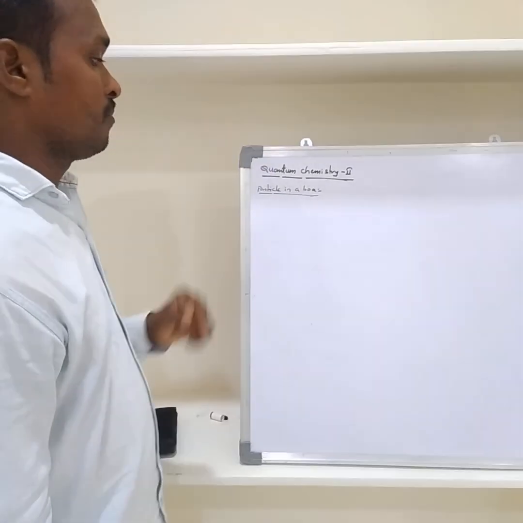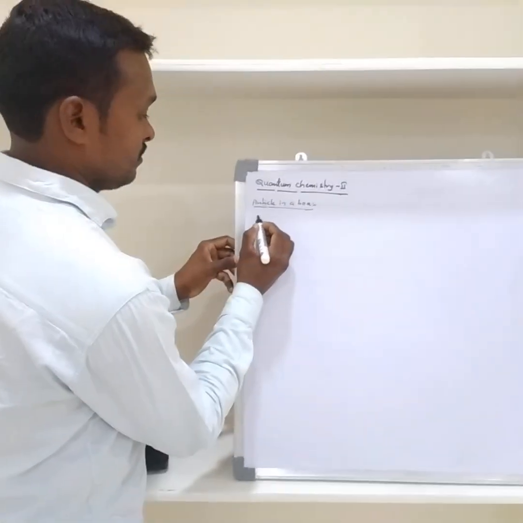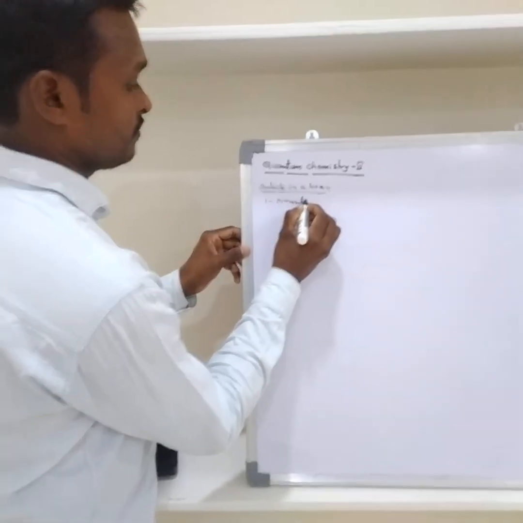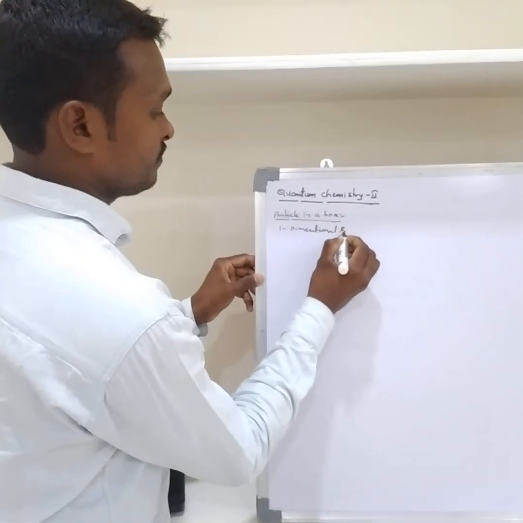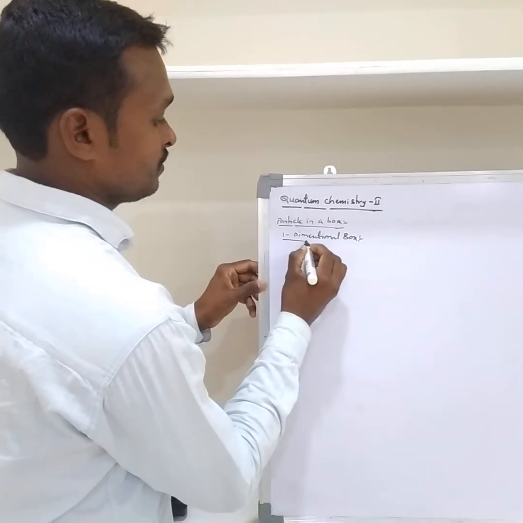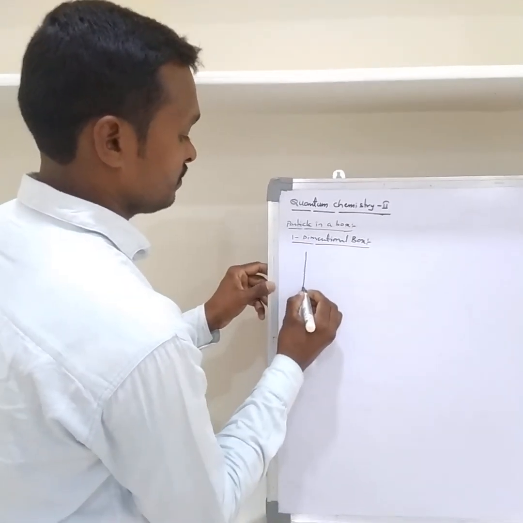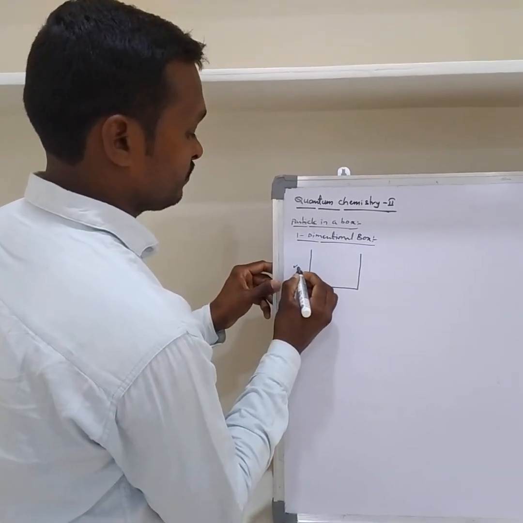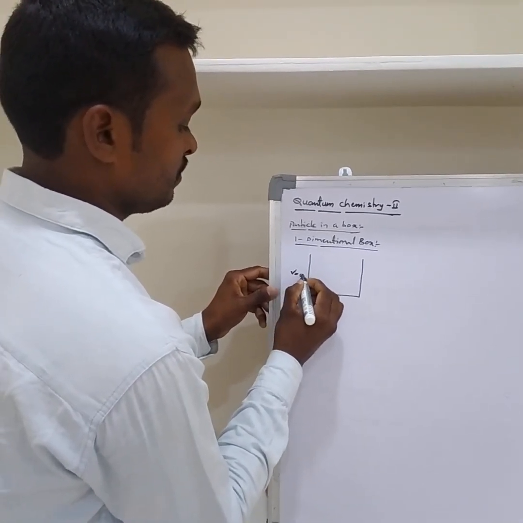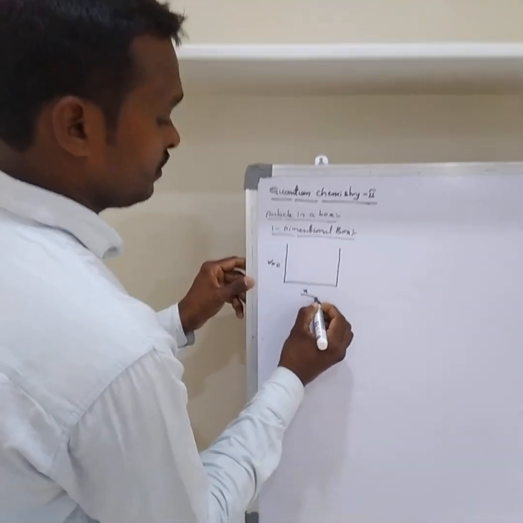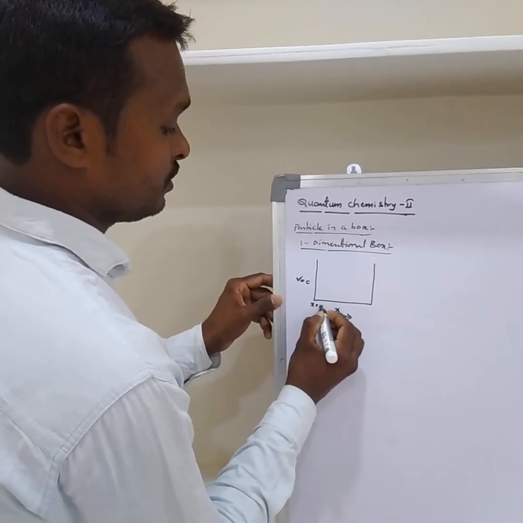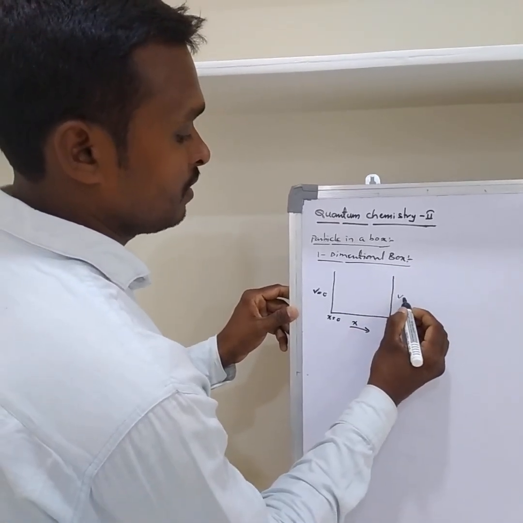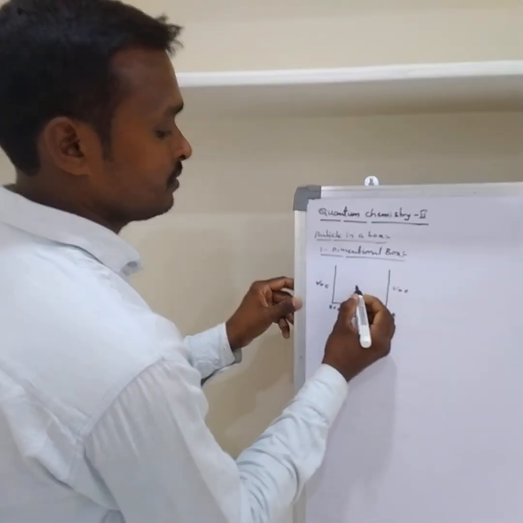Here, particle in a box, like a one-dimensional box. Consider a one-dimensional box in only the x direction. x equal to 0 is the initial limit and x equal to a is the other limit. a is the length of the box, and the potential energy outside the box is equal to 0.